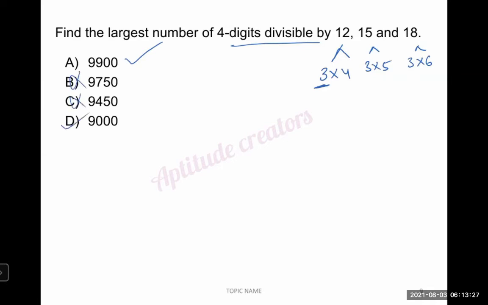But what he's saying is the largest number, can I say 9900? Answer is option A. Quite simple.